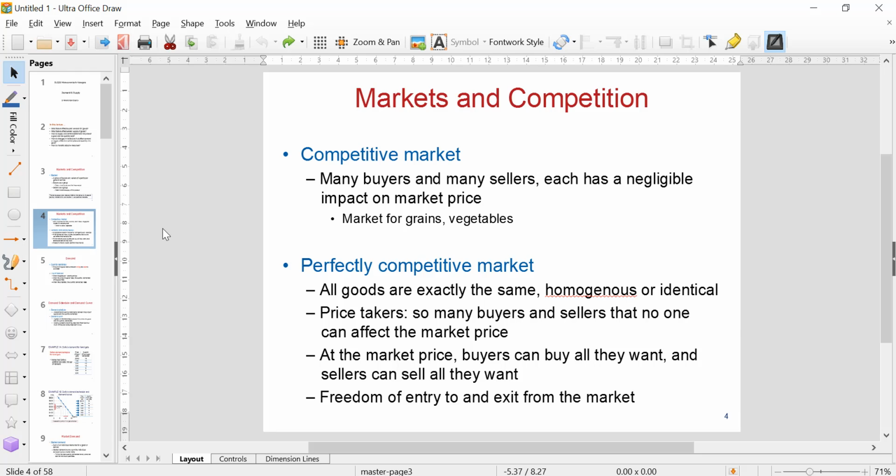Now, competitive markets are also called perfectly competitive markets. In perfectly competitive markets, we assume that all goods are exactly the same, or homogeneous. When goods are homogeneous, there is no labeling, branding, or advertising. And all the transactions will take place at the market price. The buyers can buy as much as they want, and sellers can sell as much as they want. And there is freedom of entry and exit from the market, so sellers can easily enter and exit the market without any costs. So these are extreme assumptions of competitive markets.